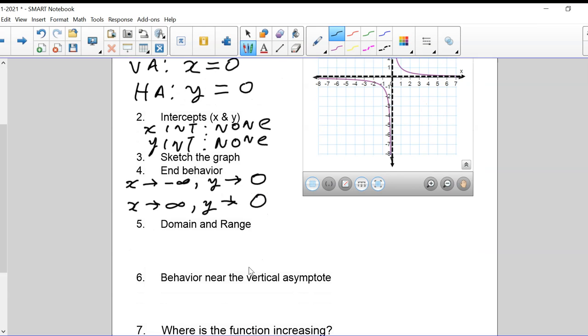All right, some other questions that we have to answer. Thank you very much, by the way, Emily and Keontae and Noah. Let's talk about domain and range. Again, something that you would have learned back in grade 11. Let's talk domain first.